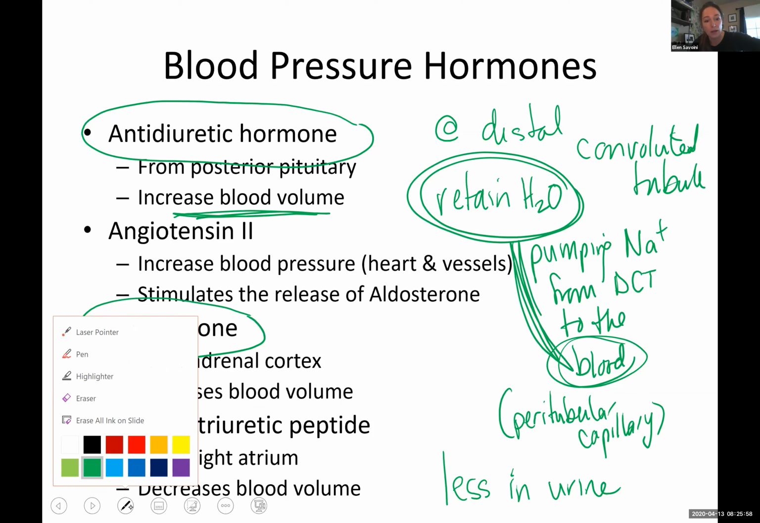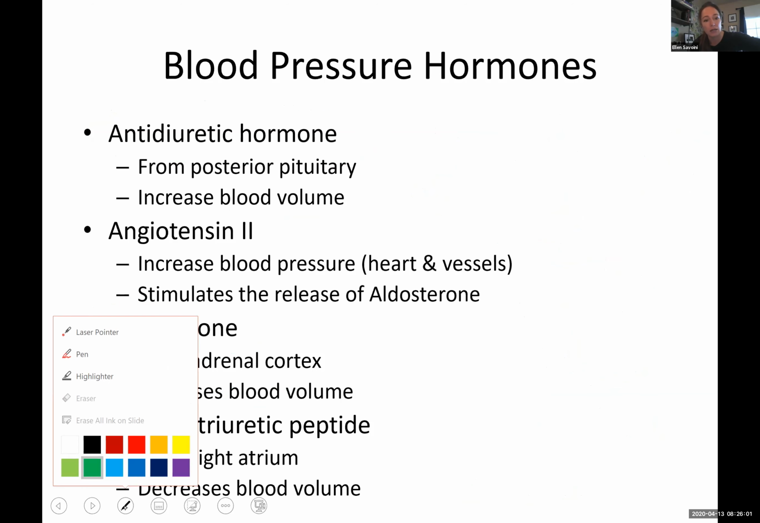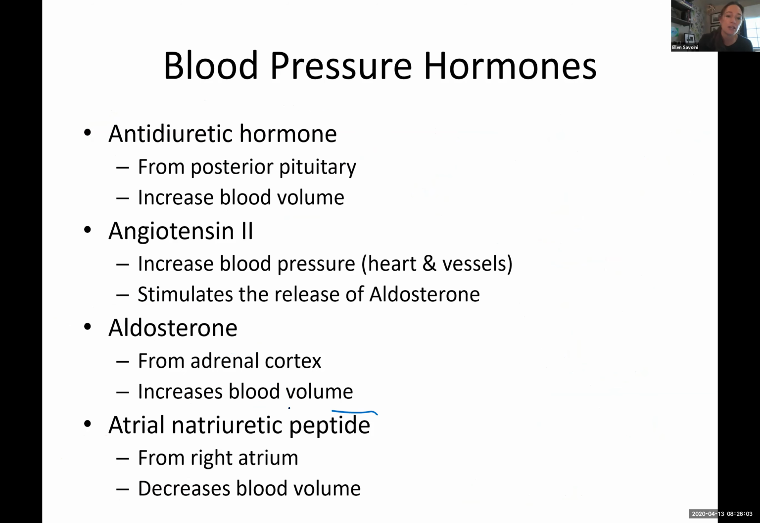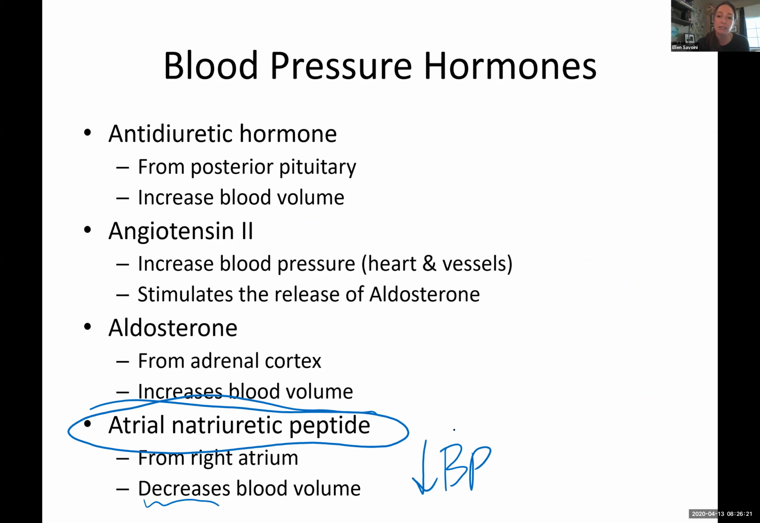Now the other one, we'll erase everything here, do it in blue, atrial natriuretic peptide or atrial natriuretic factor. The textbooks call them two different things, peptide or factor, either one. It comes from the right atrium and it's the only one that decreases blood volume, which means it's going to decrease blood pressure. How does it do it?